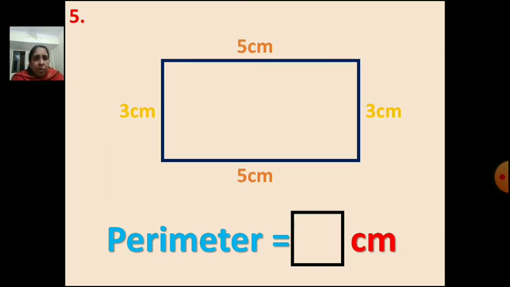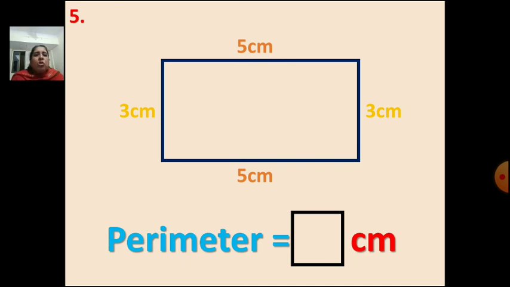Now next question. Here also you can see again this is the shape of a rectangle. And what is the measurement? The length and breadth given here: 3 centimeter, 5 centimeter, 3 centimeter, 5 centimeter. Here you can see the opposite sides of a rectangle are equal. So the opposite sides measurement is the same. Okay. Now how are you going to find the perimeter of a rectangle? What will you do? Yes, 3 plus 5 plus 3 plus 5.